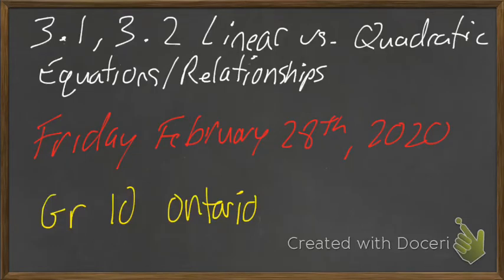Ladies, gents, this is 3.1 and 3.2. We're looking at linear and quadratic equations, or the relationships between them.